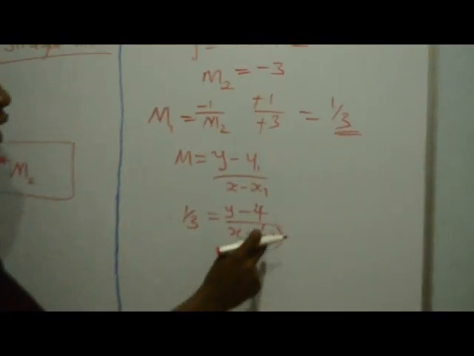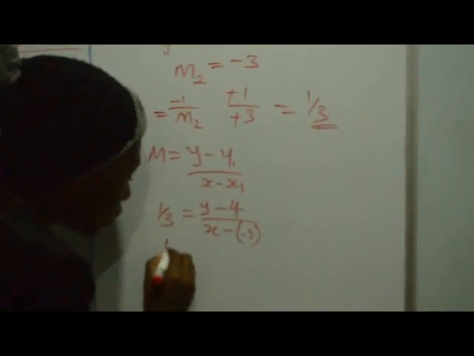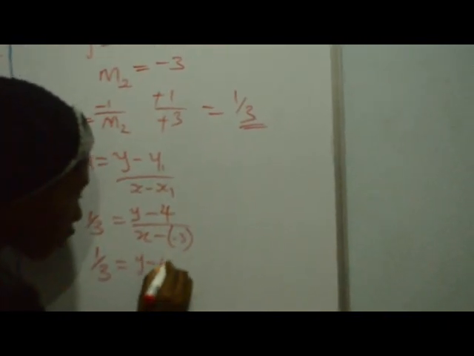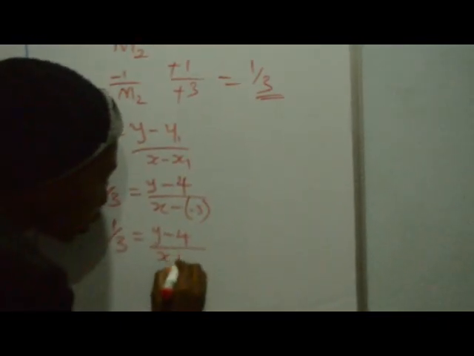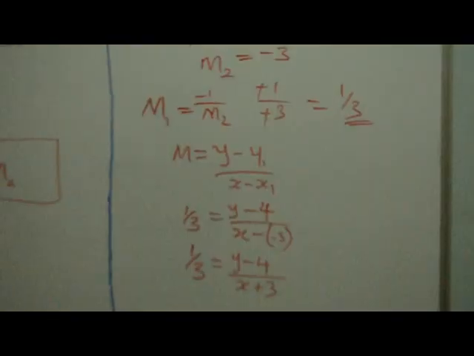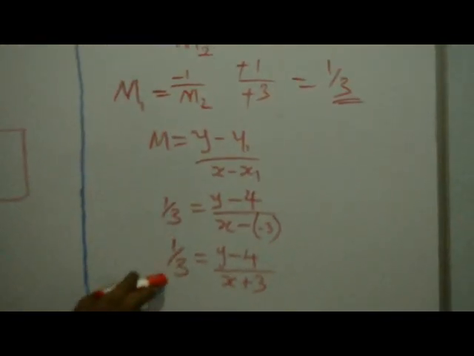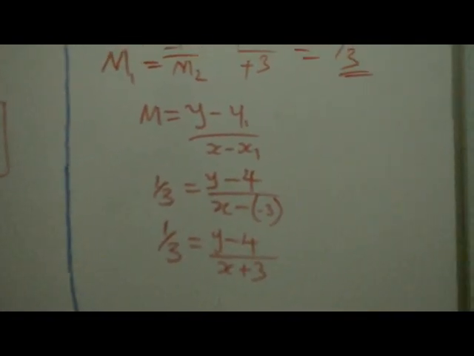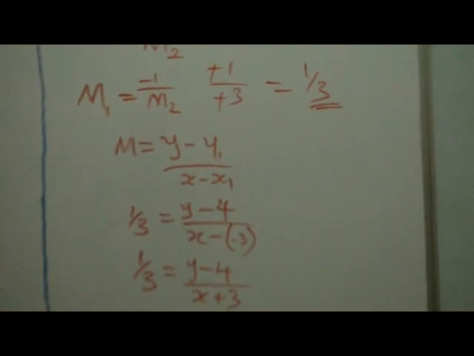Okay, minus will become plus, so we have 1 over 3 is equal to y minus 4 over x plus 3. Are we together? Alright, so we have that gradient, which is 1 over 3, will be equal to y minus 4 over x plus 3.